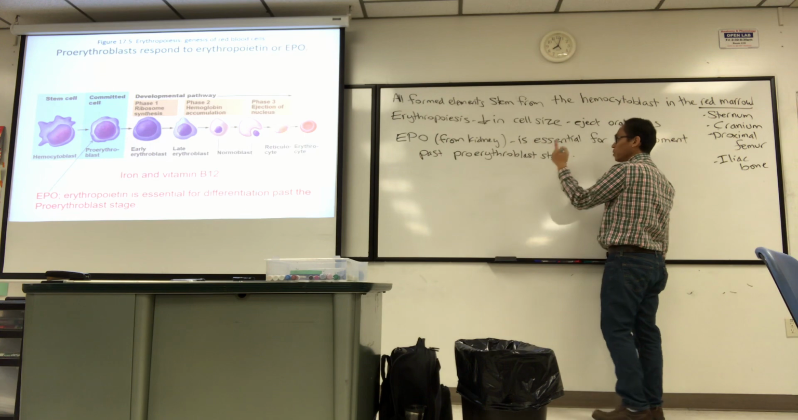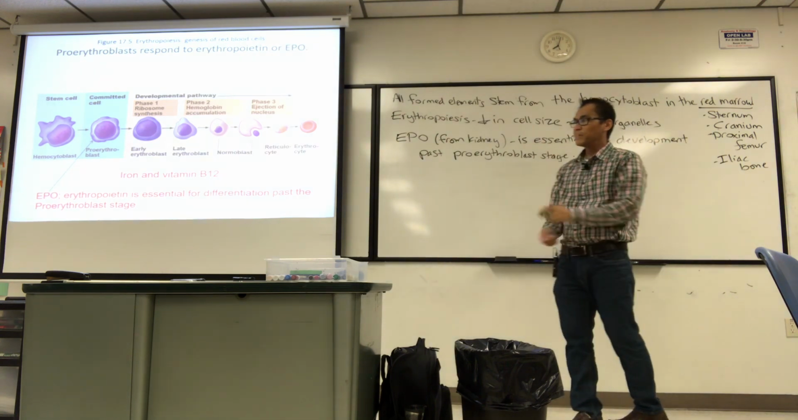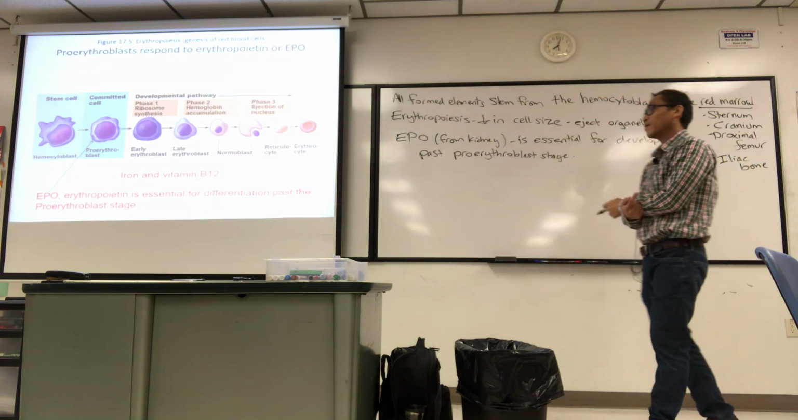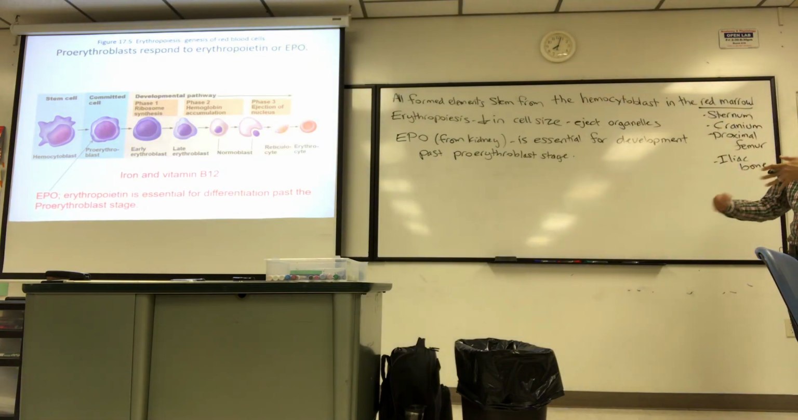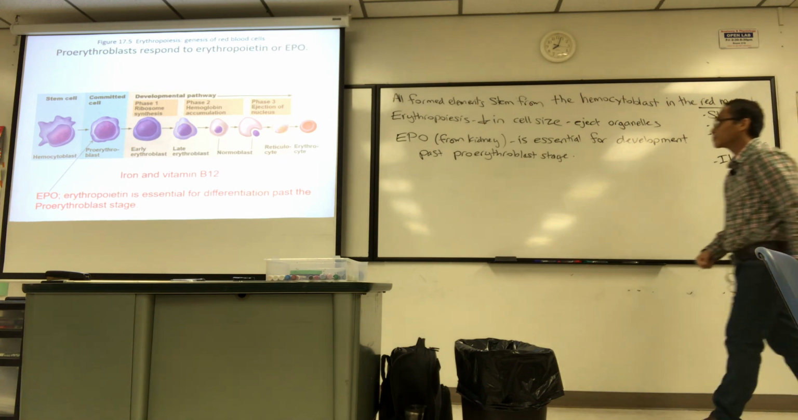And also note, you also need iron and B12. Well, B12 helps you absorb the iron from your diet. Anyways, so you get past that stage, phase 1 in the developmental pathway. Okay, now you're kind of committed, and phase 1 is ribosome synthesis.